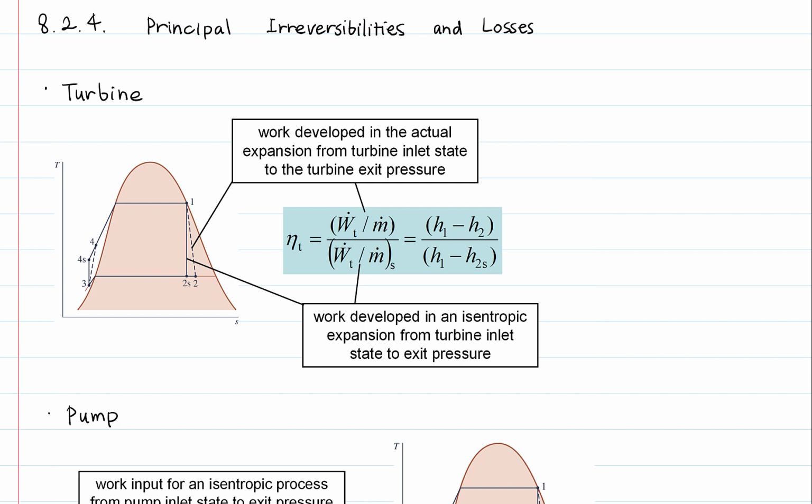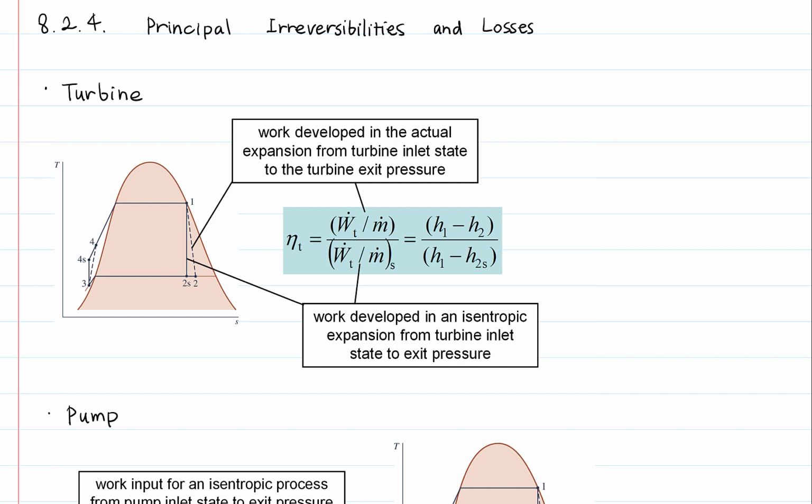Let's see the processes on a TS diagram. The largest deviation between the actual process and the ideal process comes from the turbine. The solid line shows the ideal processes. The dashed line shows the actual processes. We can see the actual cycle deviates from the ideal cycle.